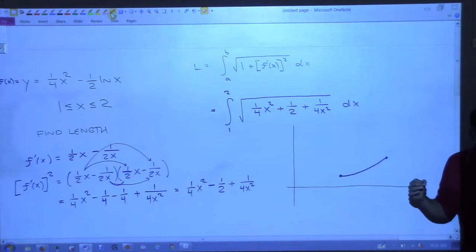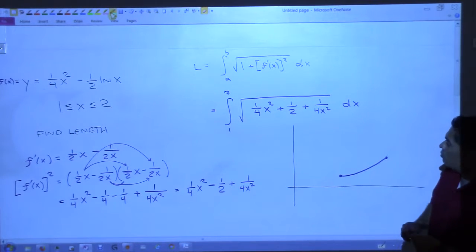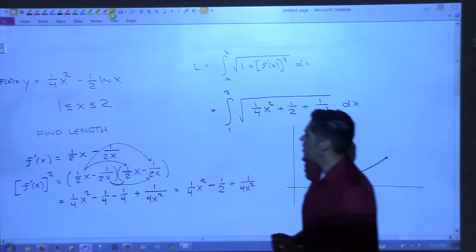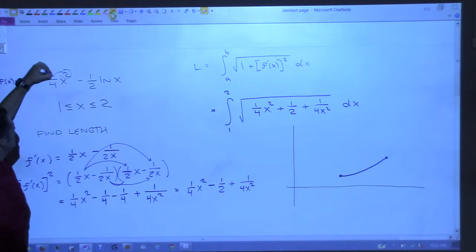Now, you know how I told you on your test you're going to have to, yes? What happened to the 4 that was in front of x squared when you divided? The 2 came down and made it a half.